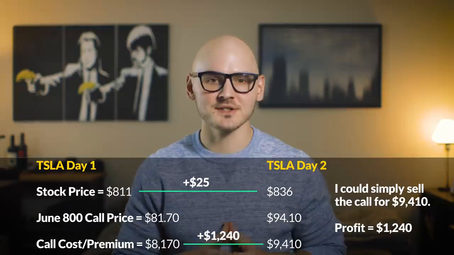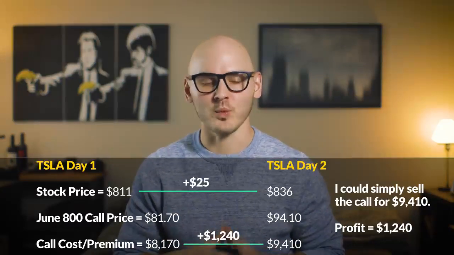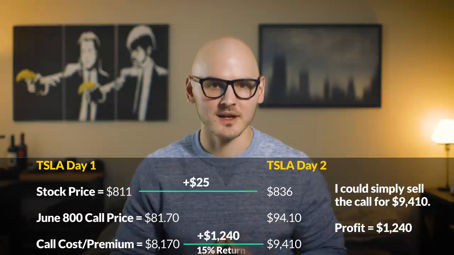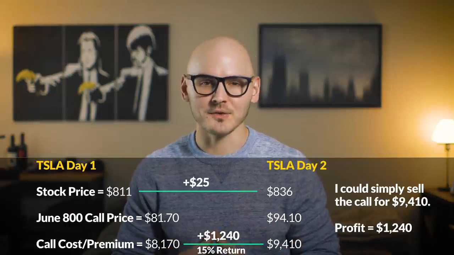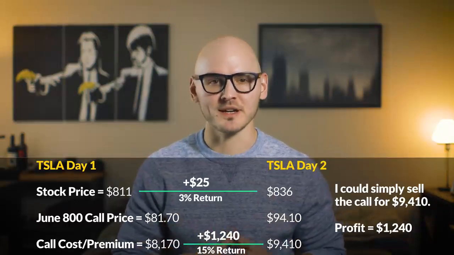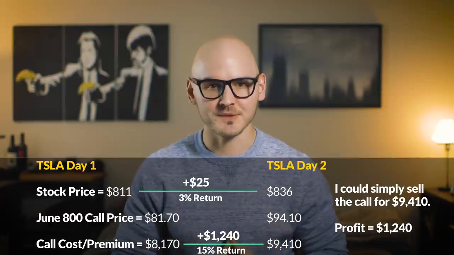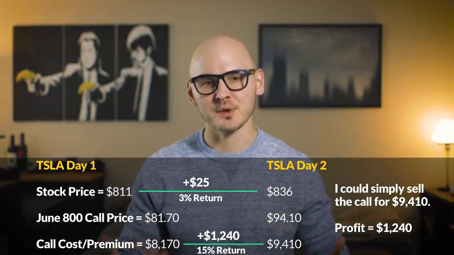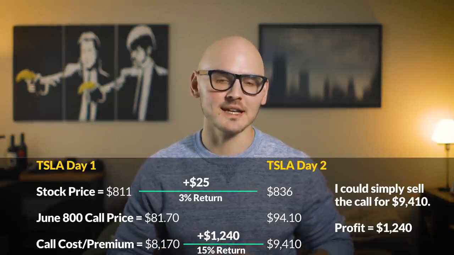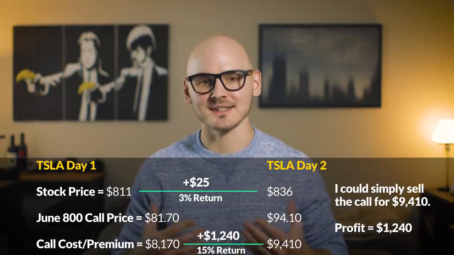$1,240. A $1,240 profit on an initial trade cost of $8,170 gives me a return of 15%. But Tesla's stock price itself only increased by 3%. So this is another benefit of trading options, and this is one huge draw of options, is that they give you leverage. So in this case, we saw a 3% increase in the share price of Tesla, but this 800 call option in the June expiration cycle saw a 15% increase in its value.